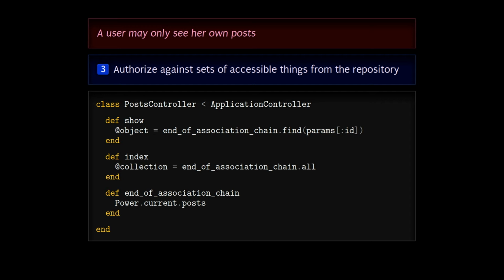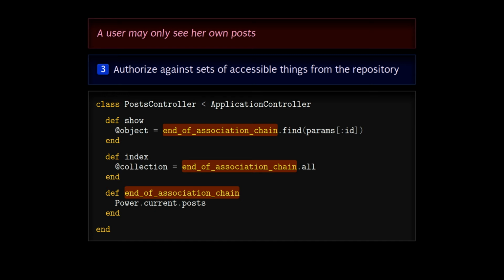And a good practice is to use the scope or the model name that is used to load records or load a collection of records in a method, which I call end of association chain, but you can call it differently. And as you see, in the end, we just pointed to the post power that we stored in Power.current. And the nice thing about scopes is you can't escape them.